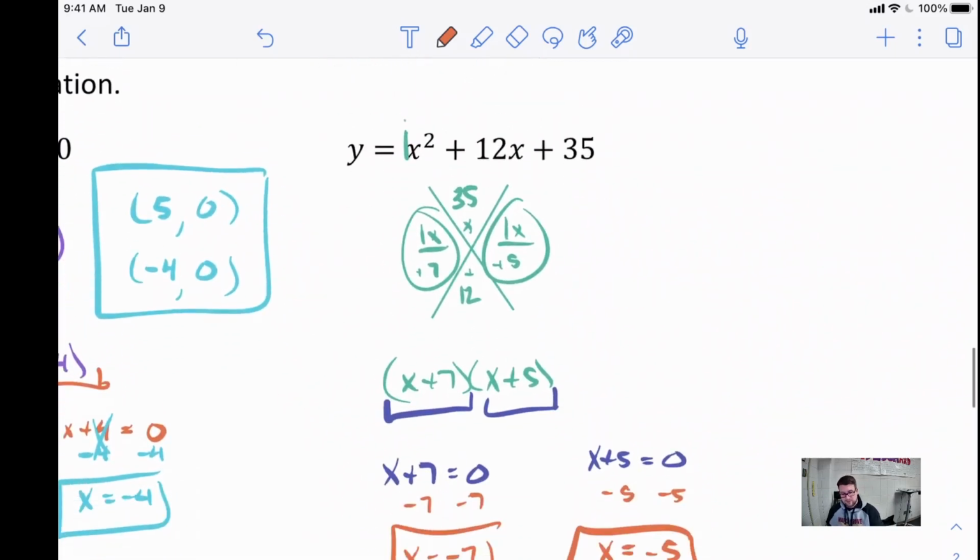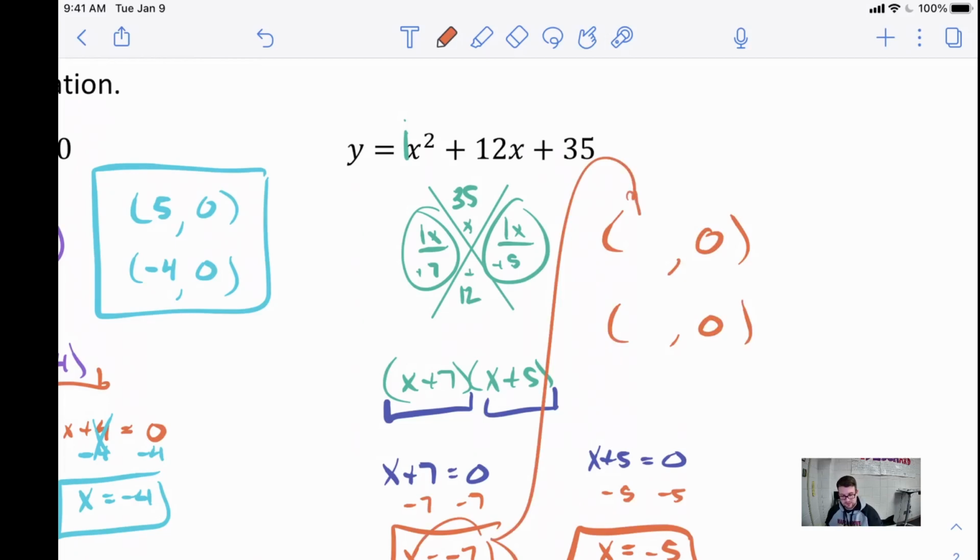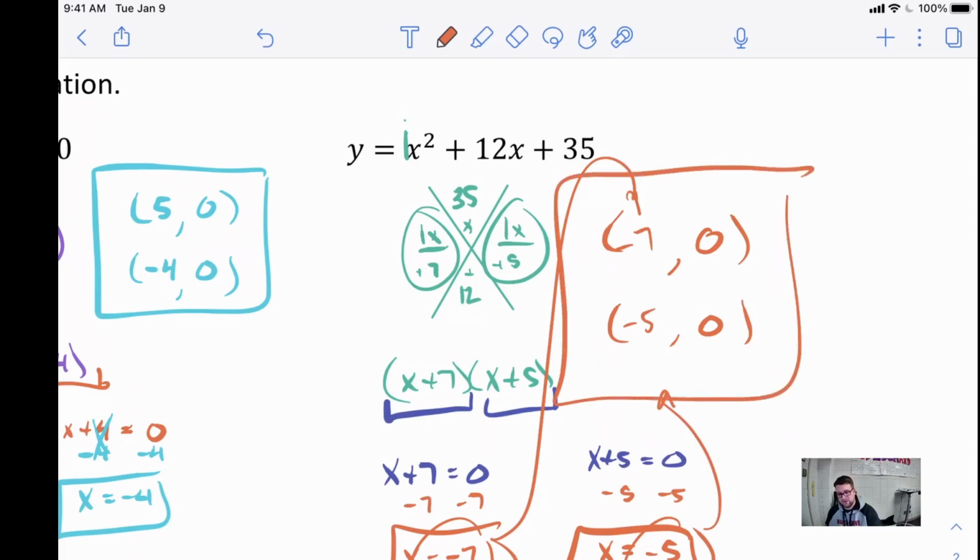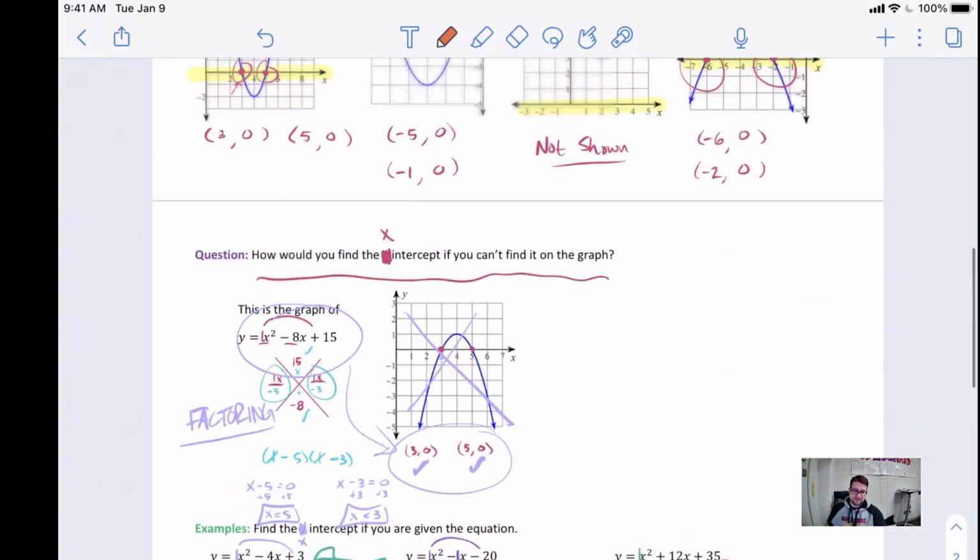So, last part. Grab your parentheses, put your commas in, put your zeros in that second slot. Take your first answer here, slide it in there, -7. Take your second answer here, slide it in there, -5. Those are your two x-intercepts for the problem.